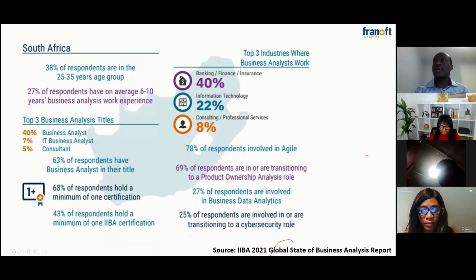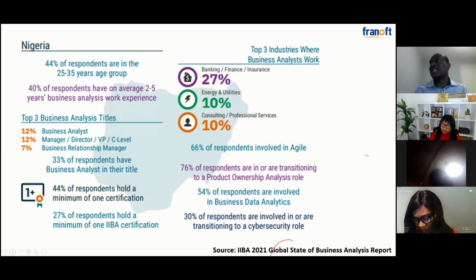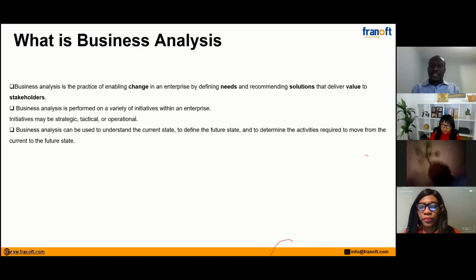In South Africa, we don't have the statistics, but a bulk of the people work in banking, finance, and insurance, and 8% work in consulting and professional services. In Nigeria, a bulk of people that practice BA work in banking, finance, and insurance. Energy and utilities is about 10%, and consulting is about 10% too.